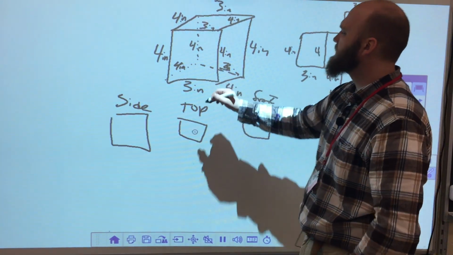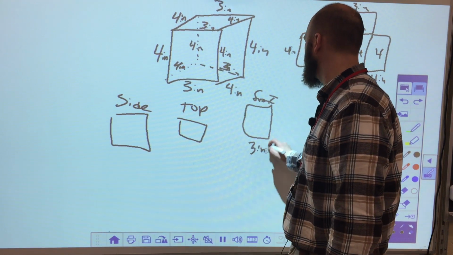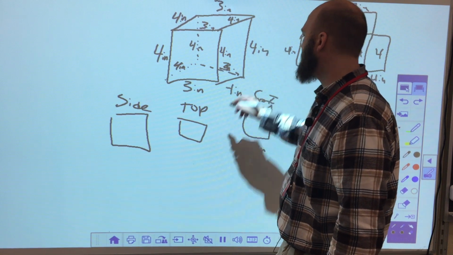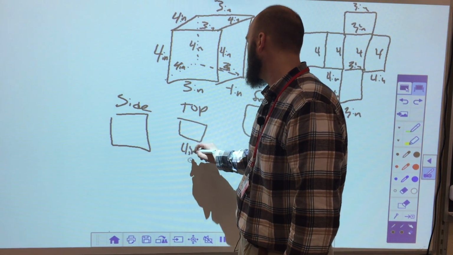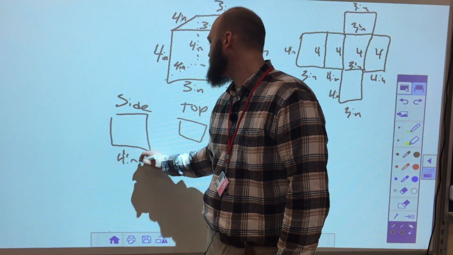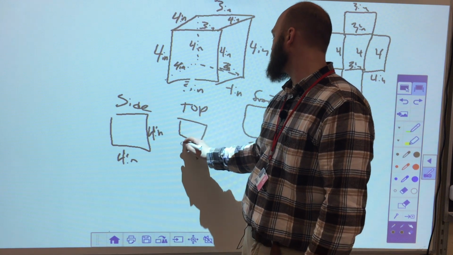And I go, okay, the front is 3 inches by 4 inches. The right side is 4 inches by 4 inches. Nope, I wrote that under top. 4 inches by 4 inches. And the top is 3 inches by 4 inches.